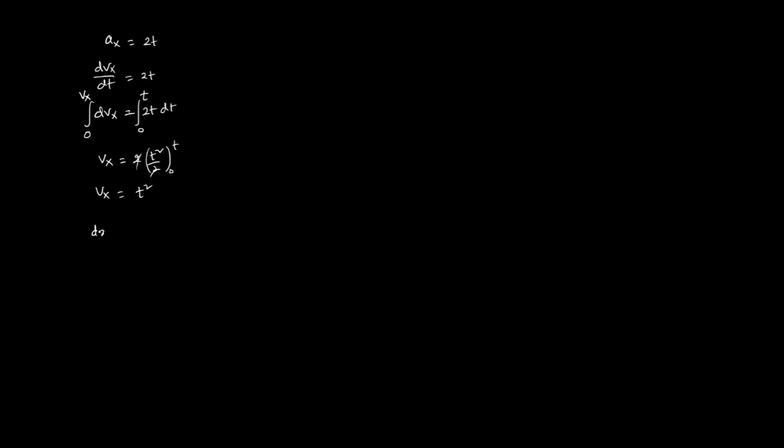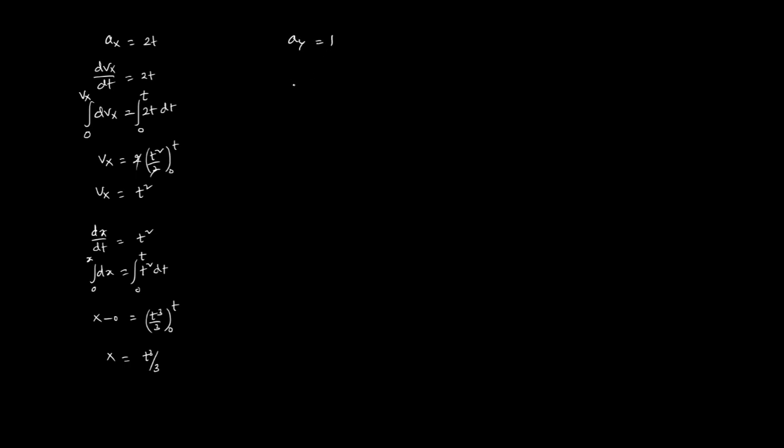Further, we will integrate this to find the position. Then I can write dx is equal to t square dt, then integrate on both sides, 0 to x, and again I am taking 0 because initially the particle starts from the origin, so 0 to t. Then x minus 0 is equal to t cube by 3, 0 to t, so x is equal to t cube by 3. This is the x coordinate after some time t. This is all along the x axis. Let us go with along the y.